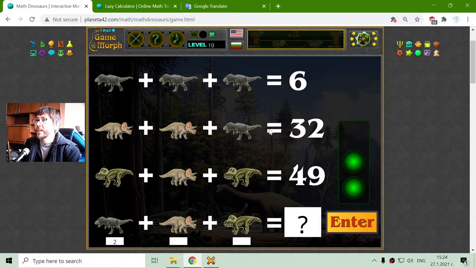Tyrannosaur. Okay, the second row, I have the triceratops, or this is 2 triceratops. How will I find them? Well, I will subtract the tyrannosaur from 32, which equals 30, divided by 2, 15. Well, I will stop trying to pronounce them, but we can see them.